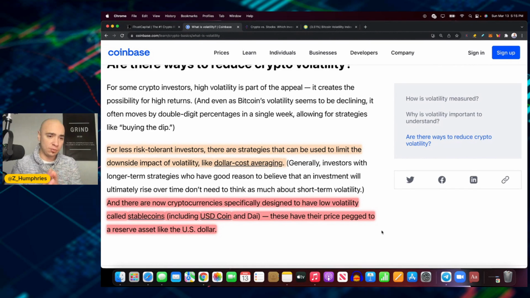So for less risk tolerant investors, this is the number one strategy that can be used to limit the downside impact of volatility. Some people elect to do this every single day, maybe every single week they invest into Bitcoin and Ethereum, for example, or every single month they invest, say the 15th of every month. This is something that Coinbase does.